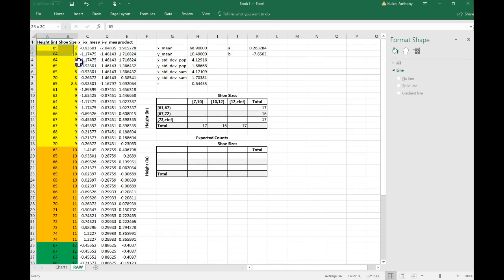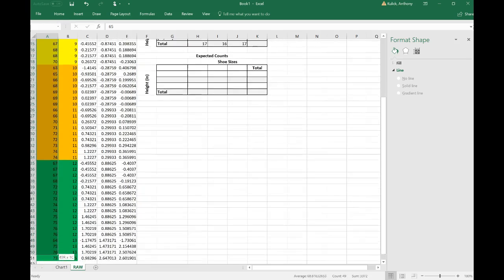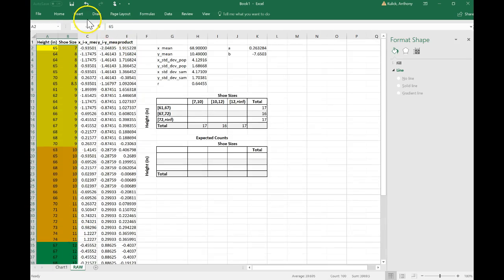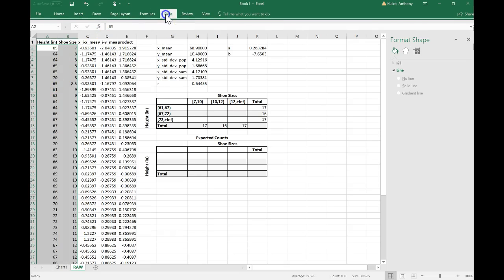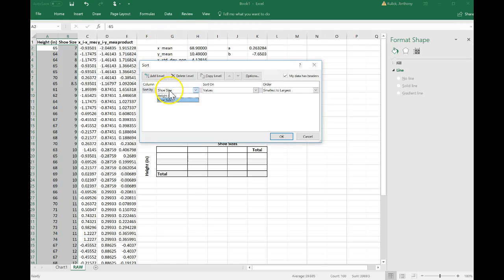So I'm going to now blank this out and then fill in the inner part here. So I'm going to unhighlight everything again. And I'm going to resort, this time again back to height.